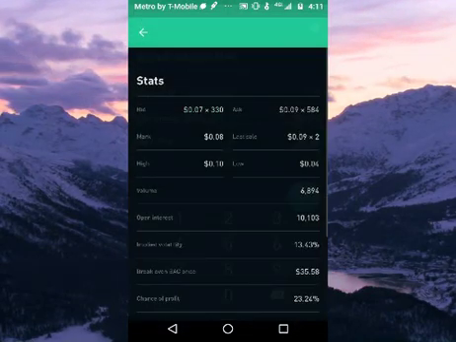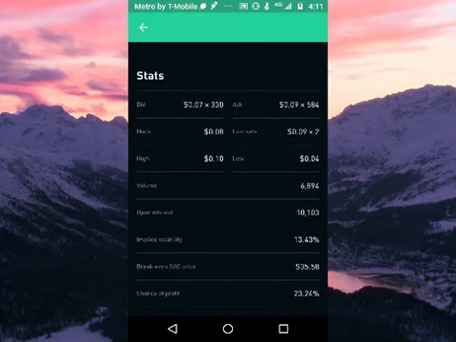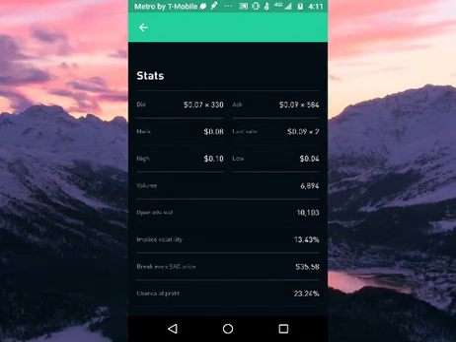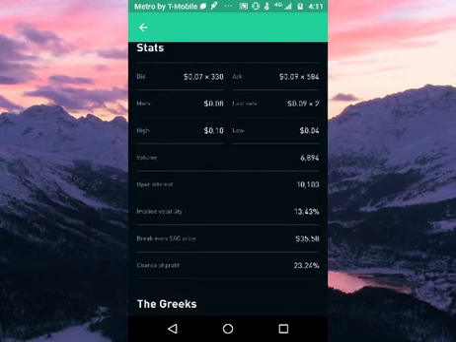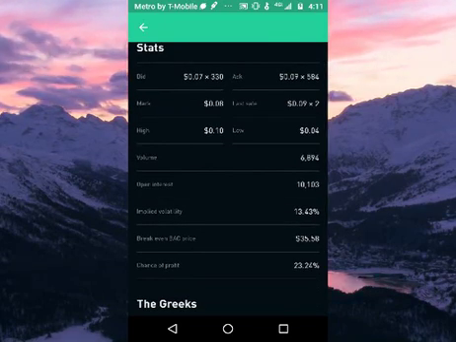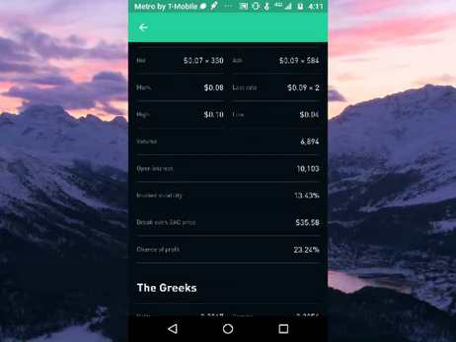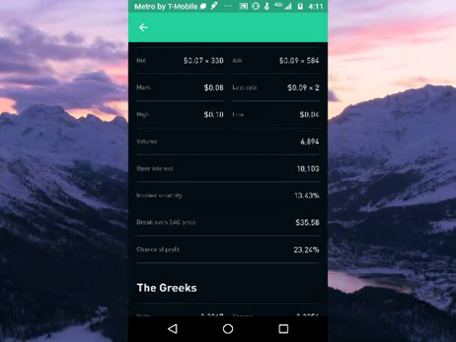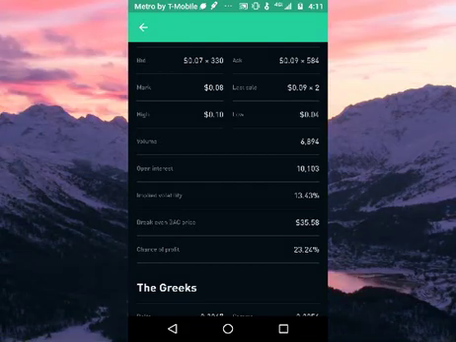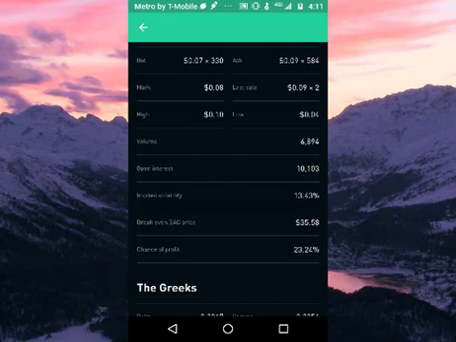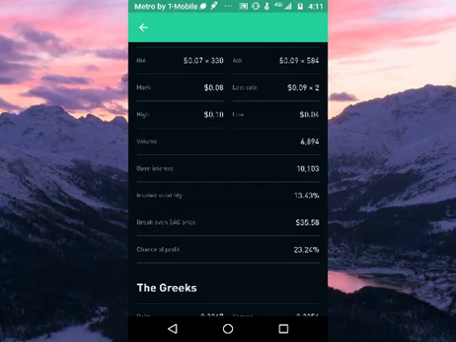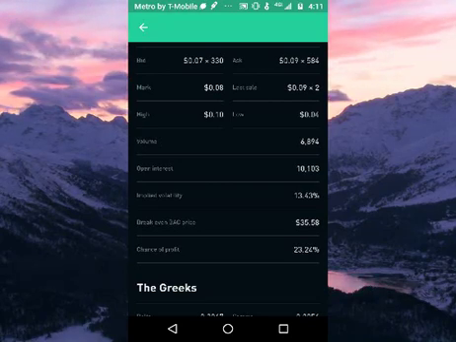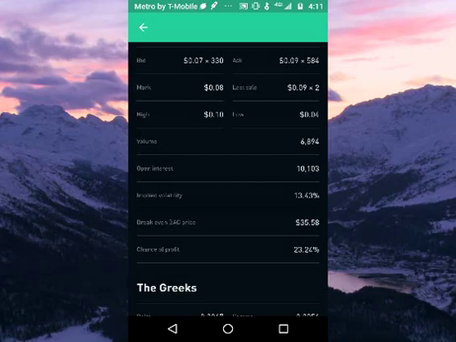You can click on it to see in detail the stats of the option contract. So the high was 0.10, and the mark is 0.08. The bid 0.07. Volume, you can see 6,894. That's the amount of contracts traded back and forth. And the open interest, there are currently 10,103 contracts open with this current strike price that we're looking at. And the implied volatility, 13.43%. We're going to talk about that later on.